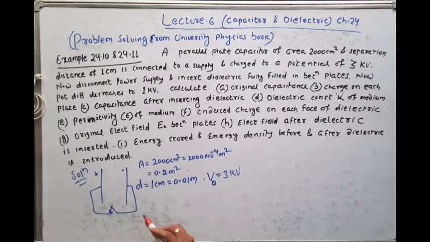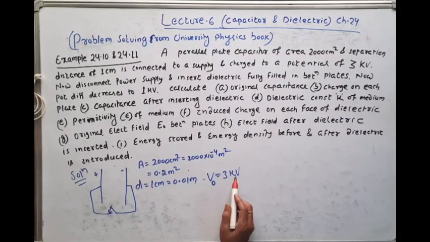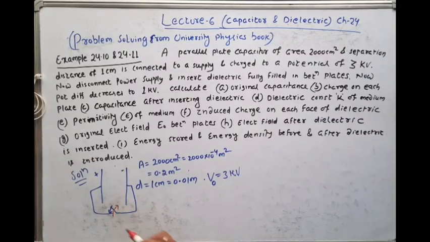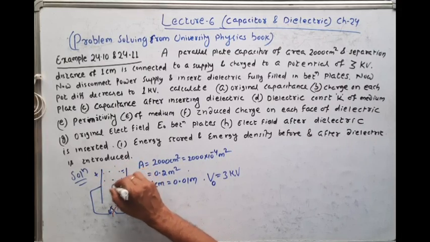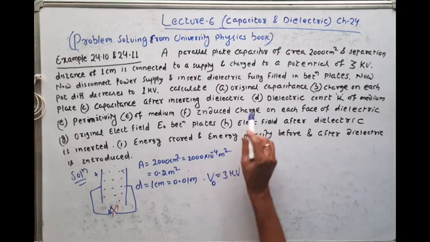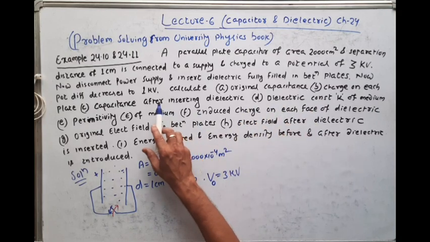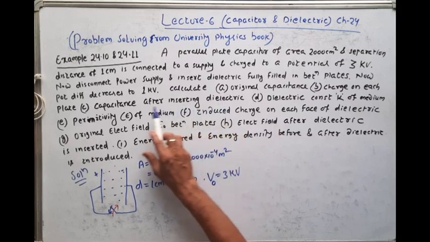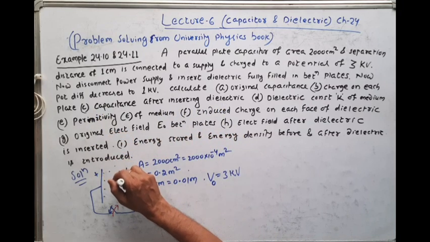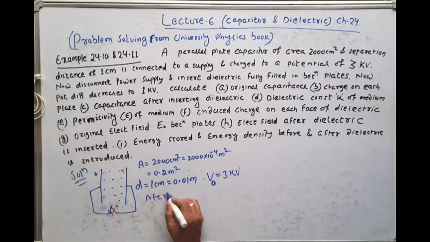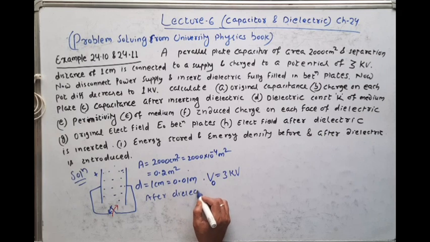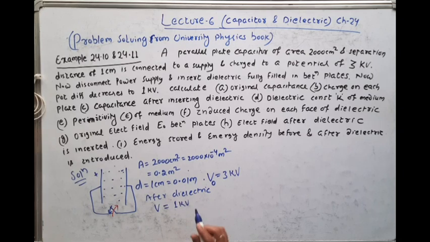Now what will happen? After it is fully charged to 3 kilovolt, we will disconnect the switch. After disconnecting the switch, we will introduce a dielectric medium whose dielectric constant is K. We have to find that. After inserting the dielectric, the potential difference reduces to 1 kilovolt. So this is the situation.